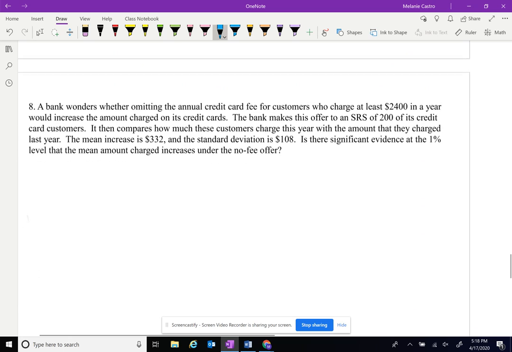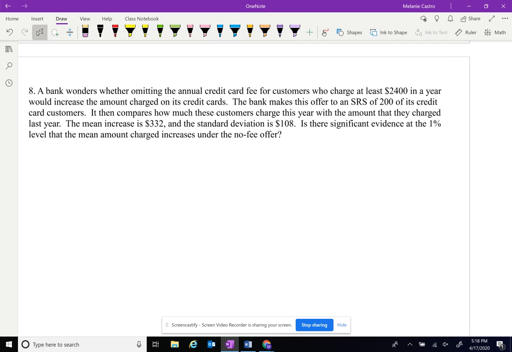Okay, last one. A bank wonders whether omitting the annual credit card fee for customers who charge at least $2,400 in a year would increase the amount charged on its credit cards. The bank makes this offer to an SRS, or simple random sample, of 200 of its credit card customers. It then compares how much these customers charged this year with the amount that they charged last year. The mean increase is $332 and the standard deviation is 108. Is there significant evidence at the 1% level that the mean amount charged increases under the no fee amount?